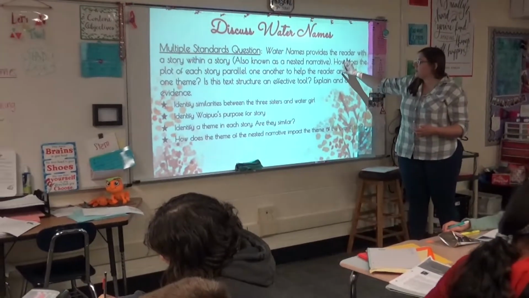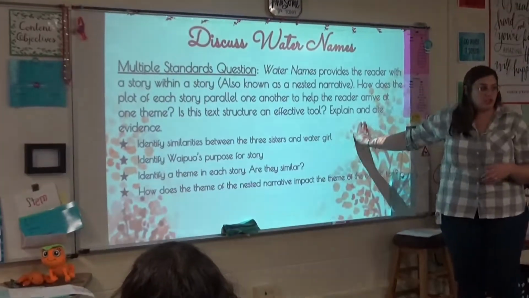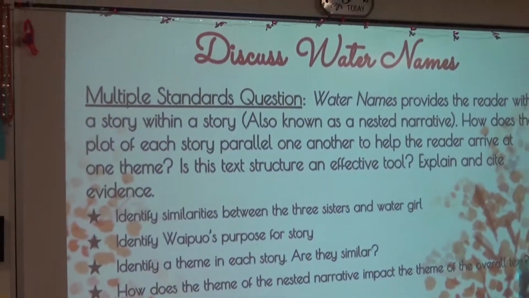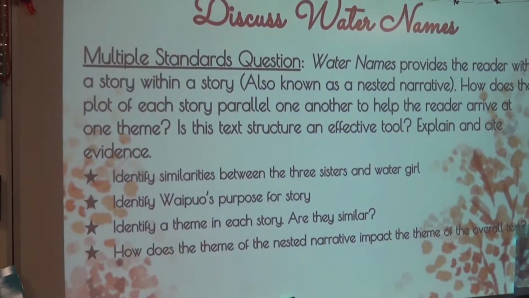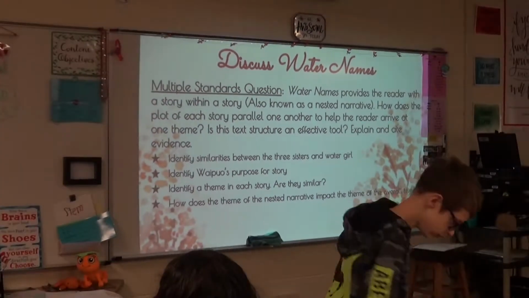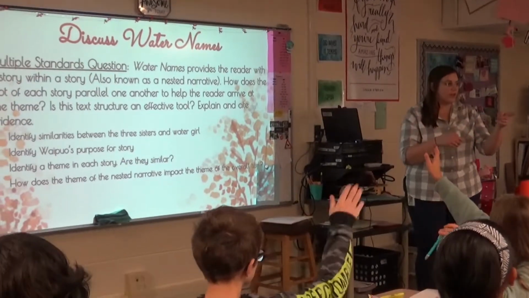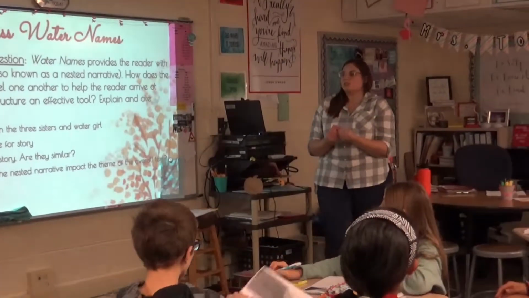This whole week as we've been going through, we've had our multiple standards question up here, right? Which was, what does the author provide the reader with, a story within a story, also known as the nested narrative. What story was within the story? Who is the main character of the story inside the story? The Inception story. The what, Callie? The water girl. The water girl is the story within the story.